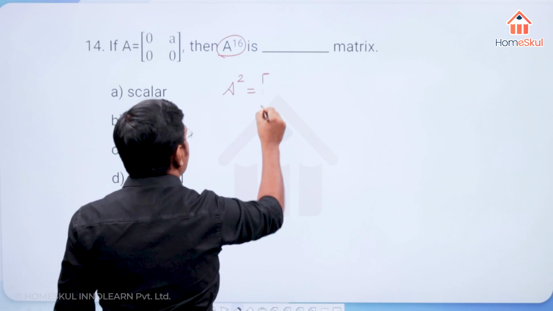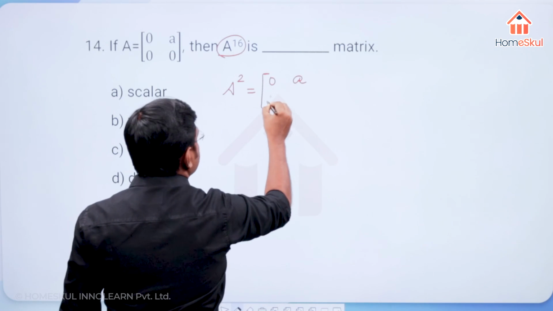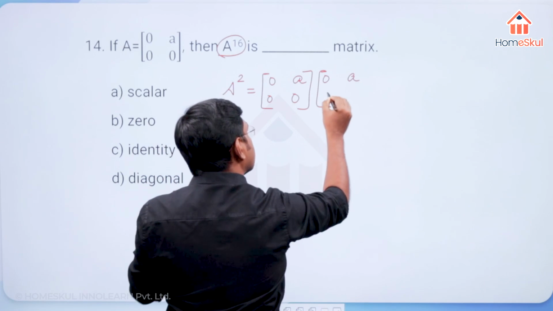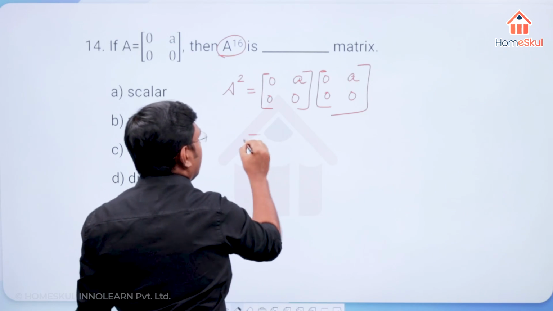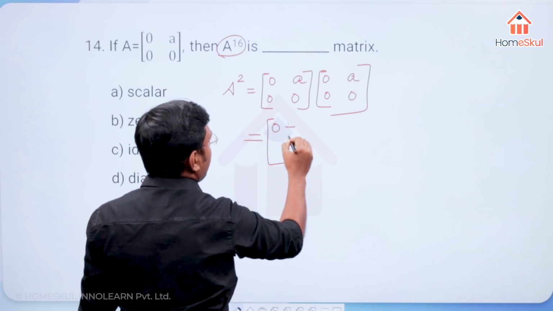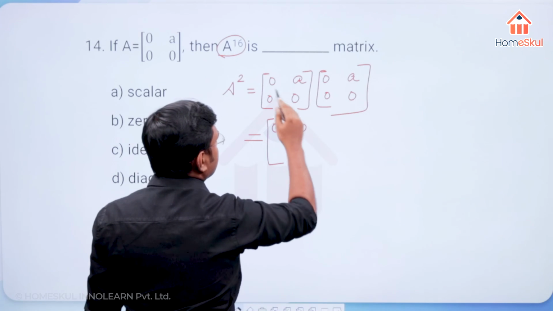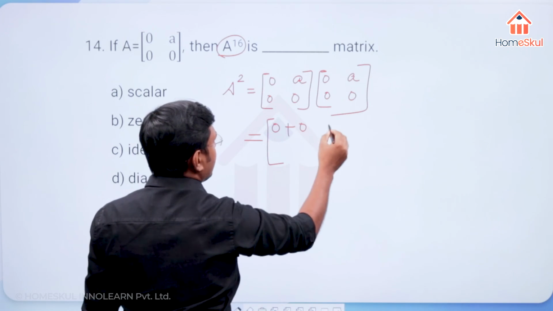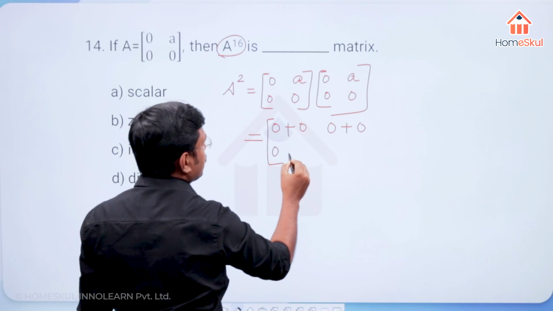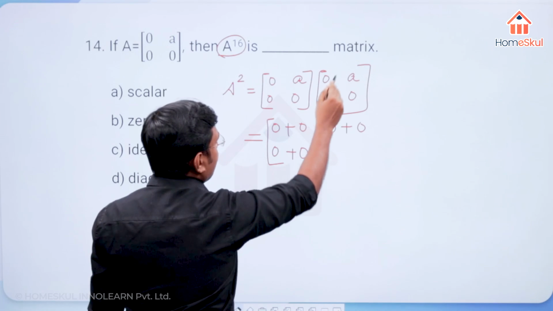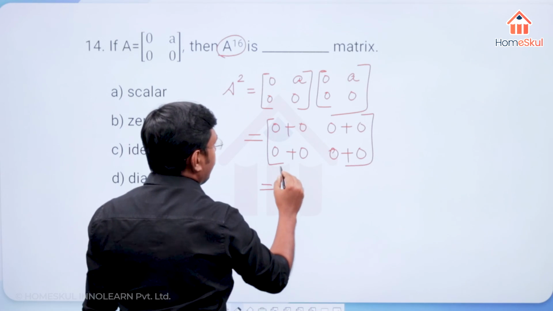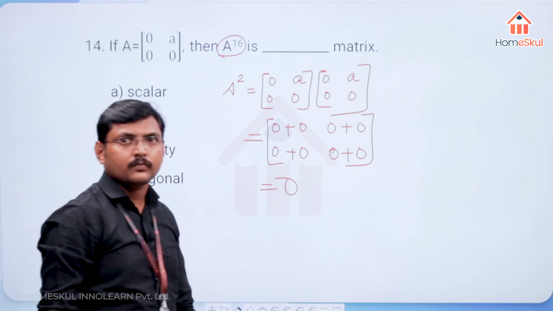I am writing A square means A into A, right? So 0, a, 0, 0 times 0, a, 0, 0. Let me solve. First row, first column: 0 into 0 is 0 plus a into 0, 0. First row, second column: 0 into a is 0 plus a into 0, 0. Second row, first column: 0 into 0, 0 plus 0 into 0, 0. Second row, second column: 0 into a is 0 plus 0 into 0, 0. As a result of that, we will get a 0 matrix.